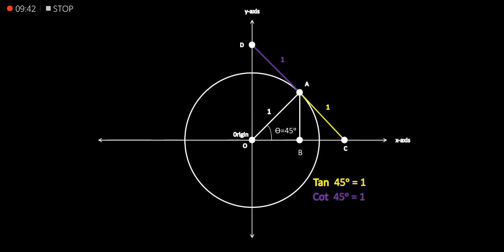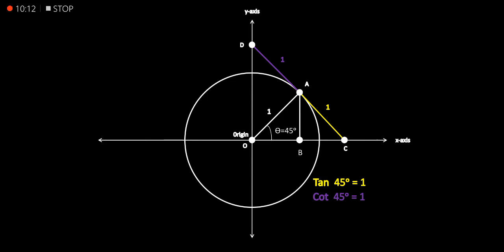In this figure, the angle is equal to 45 degree. The length of yellow line is equal to radius of circle. The length of purple line is also equal to radius of circle. So length of yellow line is equal to 1 unit. Length of purple line is also equal to 1 unit. Yellow line represents tan of angle. So tan of 45 degrees is equal to length of yellow line, which is 1.